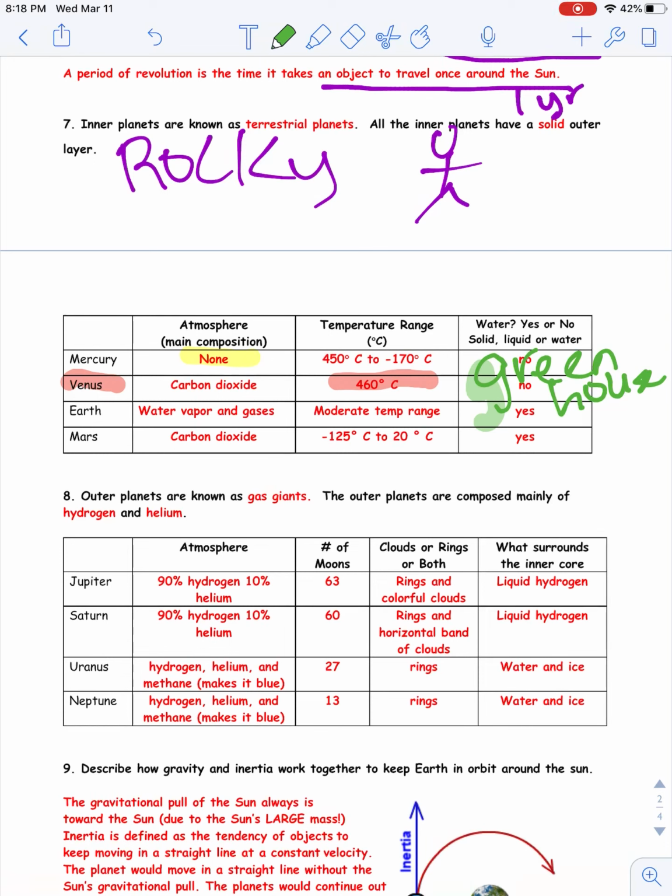Water vapor and gases is what is our atmosphere. So we're like 79% nitrogen, 21% oxygen, and then like 1% trace gas for our atmosphere. We have a moderate temperature range, and yes, we do have liquid water. So as far as Mercury and Venus, nope, no water.